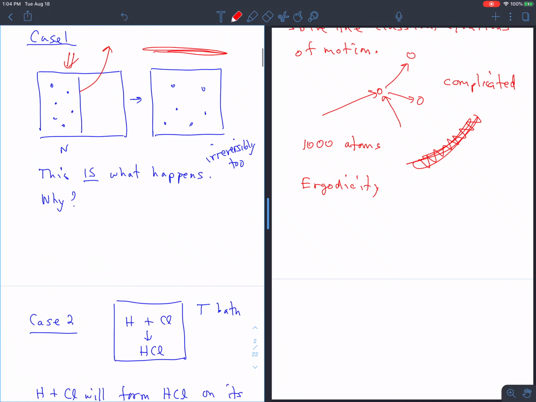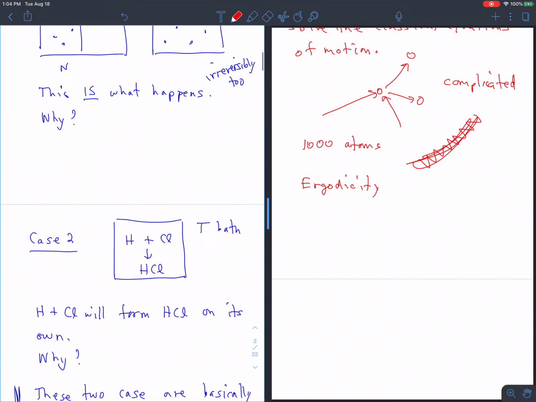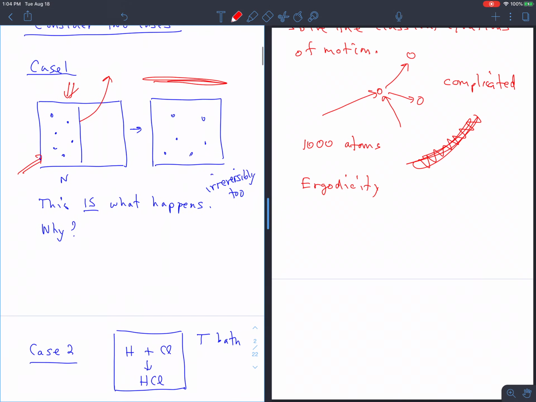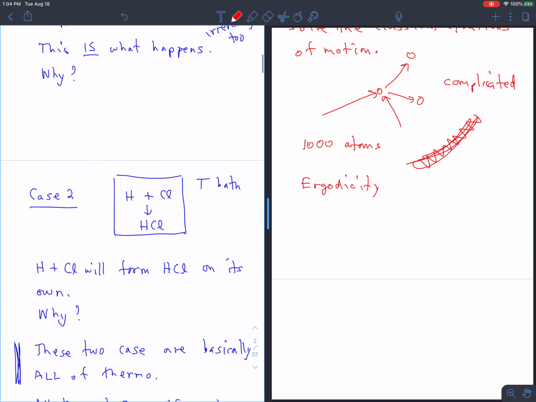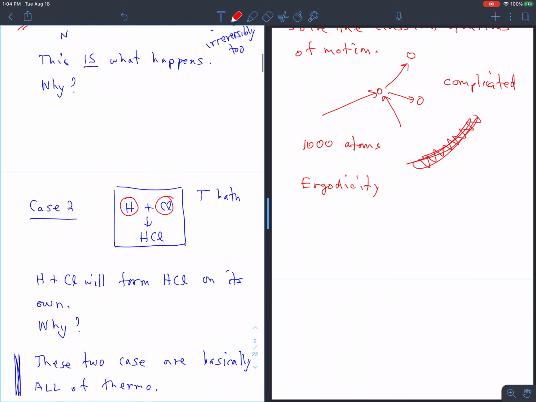All right. The second case we want to talk about is a case where instead of having a bunch of atoms here and having those atoms spread out spatially, we're going to consider just one atom of hydrogen, one atom of chlorine, and those two atoms can in principle combine to form a single molecule of HCl.